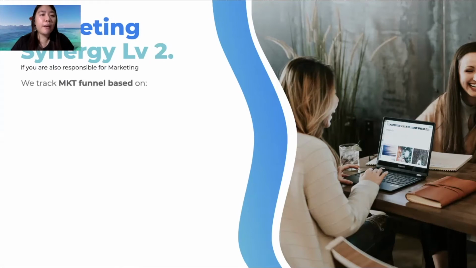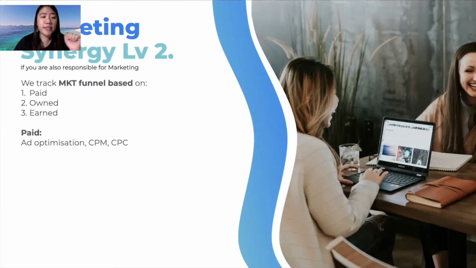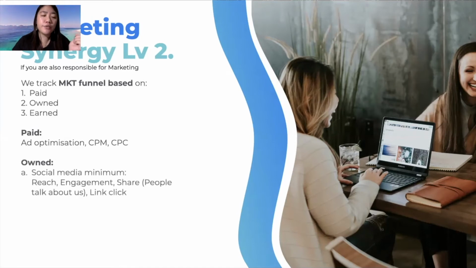And the next one will be about marketing synergy level 2, which means that if you are oGT and you're going to be responsible for marketing, here are some of the things you also need to track. So when we track the marketing funnel, the solely marketing part of the funnel, we're going to track paid, owned, and earned. So for paid, we're going to track the ad optimization, CPM, and CPC. For owned, we are going to track two things. The first one is about social media, which means how the reach, the engagement, the share, and the link click look like on our posts. Secondly, it will be about our website.